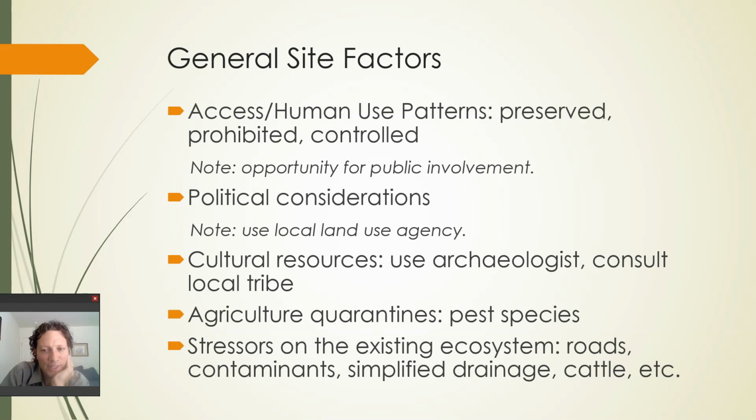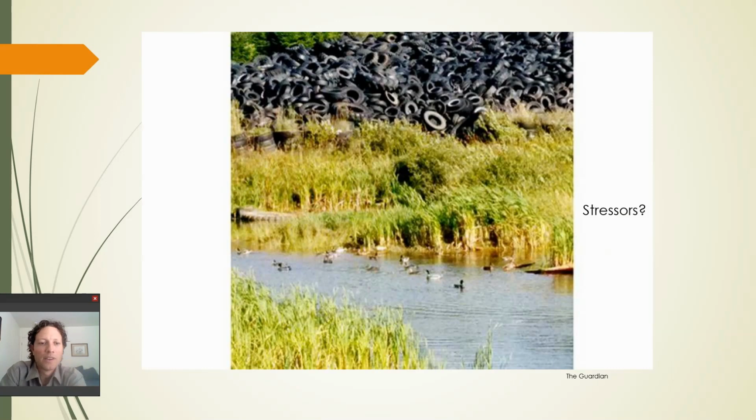All right, stressors on the existing ecosystem. We've talked about this before, but it really runs the gamut. It could be just about anything from roads to contaminants to drainage ditches to cattle, you name it. All right, what's the stressor here? It should be pretty obvious right away.